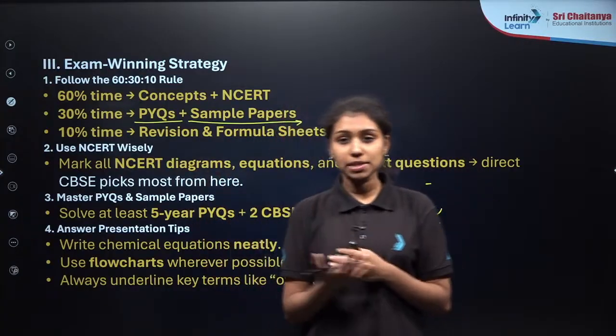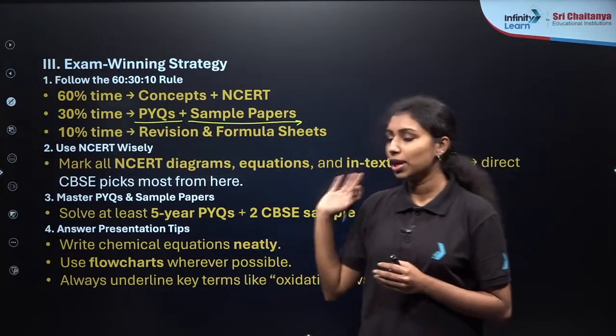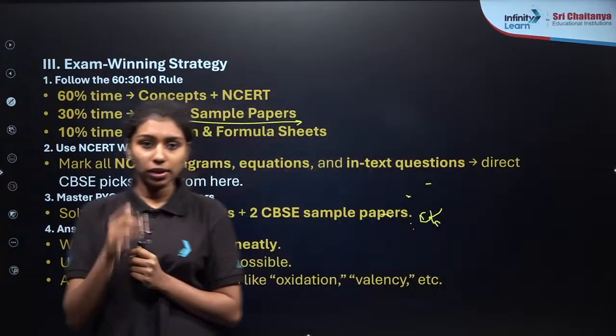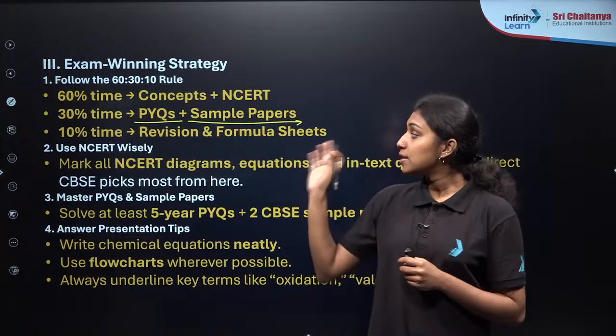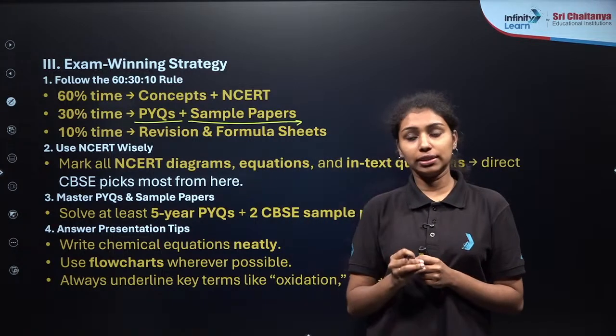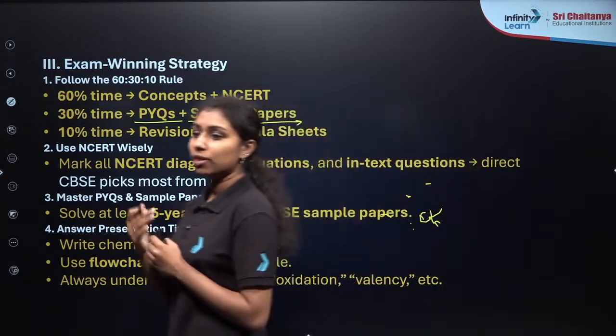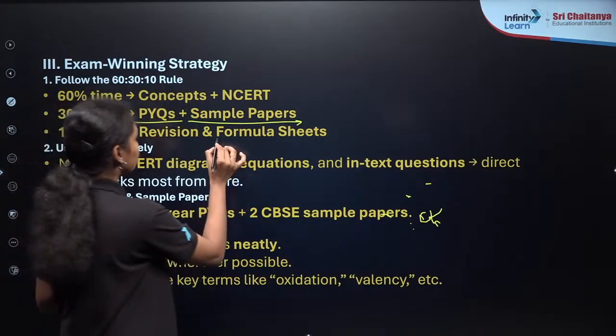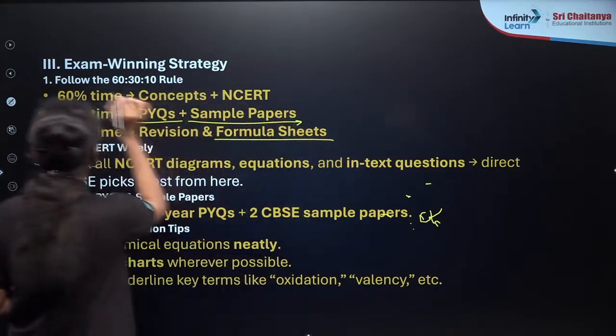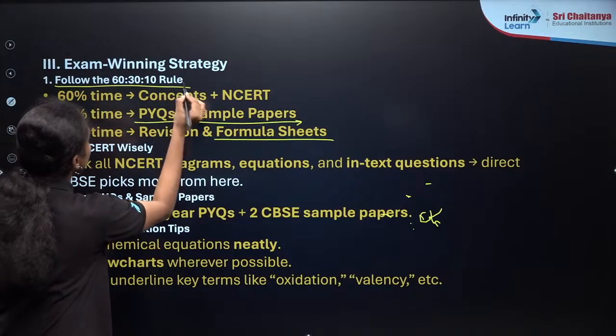Then around 10% of the time, revision and formula sheets. That is very important. As we already know, in the first chapter we need to memorize many chemical reactions, right? So make proper formula sheets, then revise on a daily basis. That will be beneficial for you to revise the complete chapter before the examination. So follow the 60 is to 30 is to 10 rule.